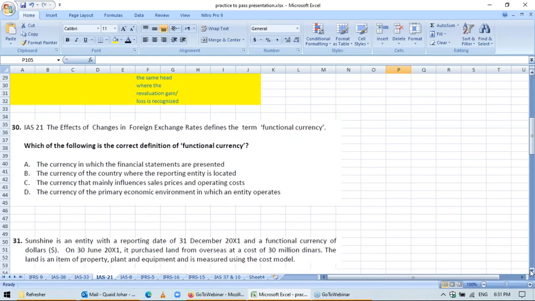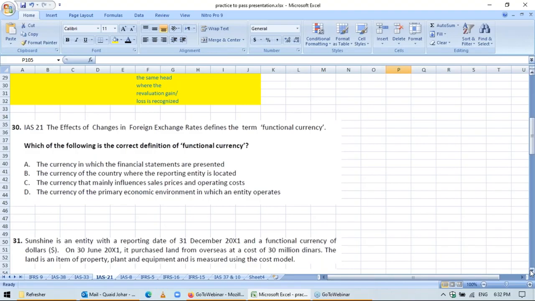IAS 21, the effects of changes in foreign exchange rates, defines the term functional currency. Which of the following is the correct definition of the functional currency? Now, what is a functional currency? There are two types of currencies: reporting currency and functional currency. Reporting currency means the currency in which we prepare the financial statements. So there can be various currencies in which we prepare our financial statements. Suppose I have to present my financial statements to the parent company, right? And they are asking me to prepare financials in dollars. So I have to convert from euros to dollars, right? So the reporting currency is dollar then.